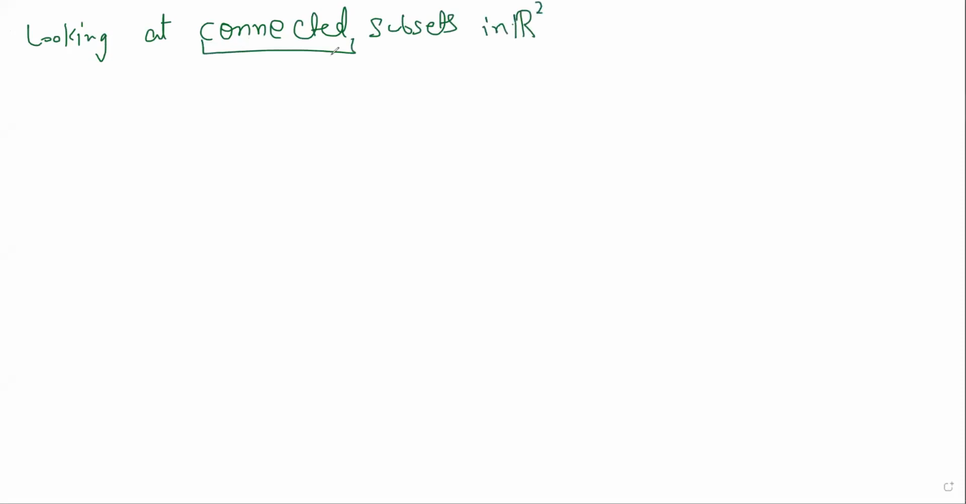Last time we were looking at some special subsets in R2, the special ones being connected subsets. Obviously, this word connected is intuitive to us, but we had to define it in a formal way so that we could mix it with other concepts of analysis and so on. Why are we interested in connected sets?